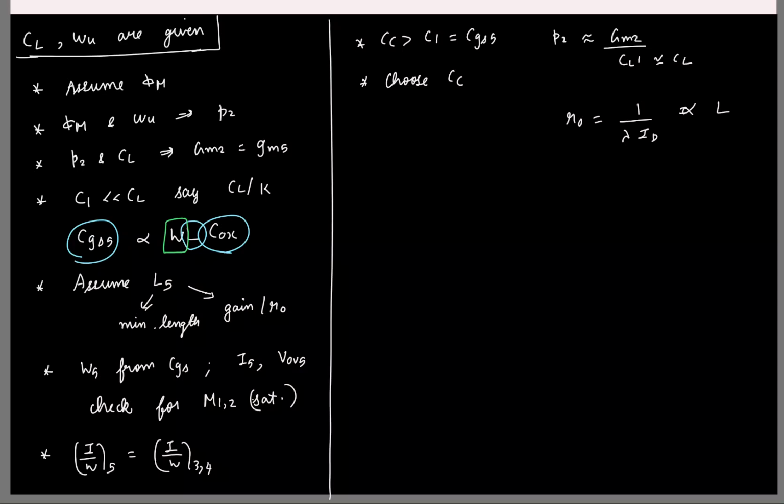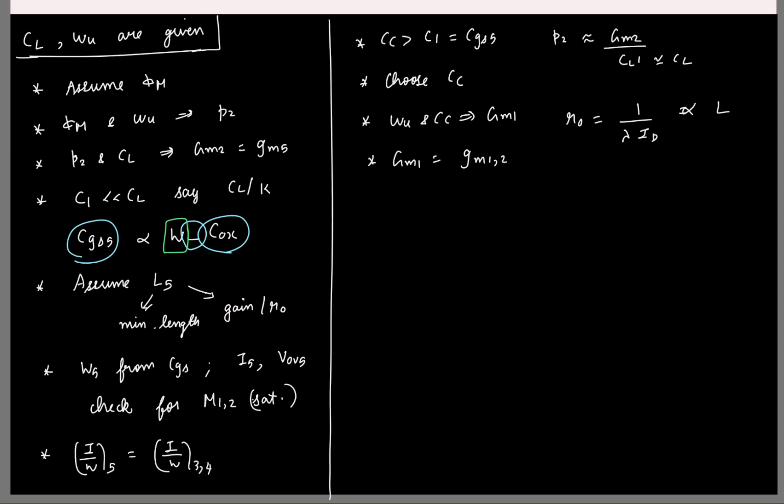So once CC is chosen, what else I can find? Omega is given, right? Omega is GM1 by CC. So from omega U and CC, you can find GM1. And GM1 is basically the GM of transistors 1 and 2 in your schematic. So now for the first stage, you know the GM. Now we have to find the currents and the sizes. So what can you do?